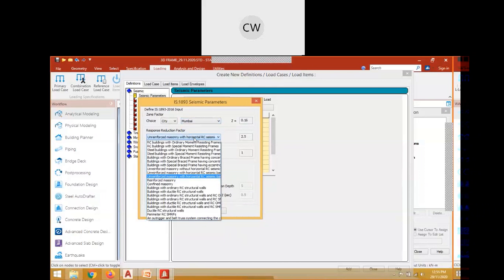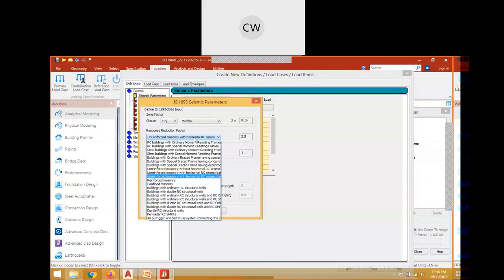Once you go for 13920, there is a term called strong column and weak beam that has to be ensured. The software will automatically check whether the strong column, weak beam theory is applied or not. That means if the capacity of the beam exceeds the capacity of the column, the software will show your column as a failure. So that is about the special moment resisting frame. The capacity of the beam should always be less than the capacity of the column at a particular joint.